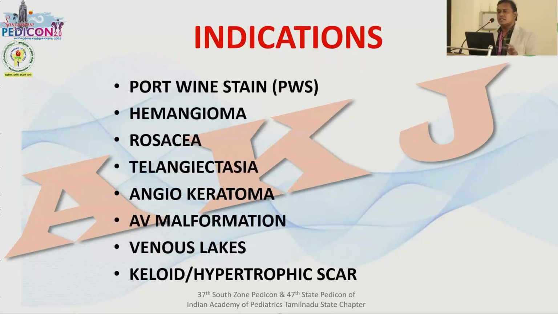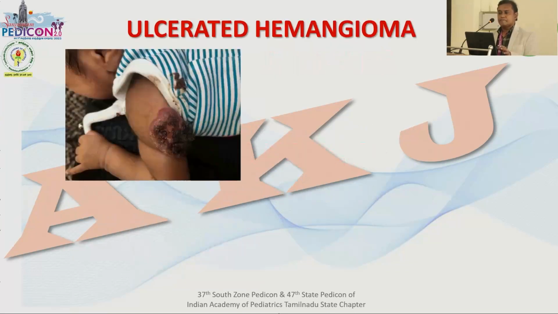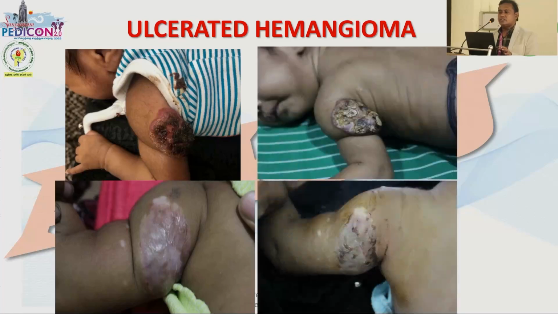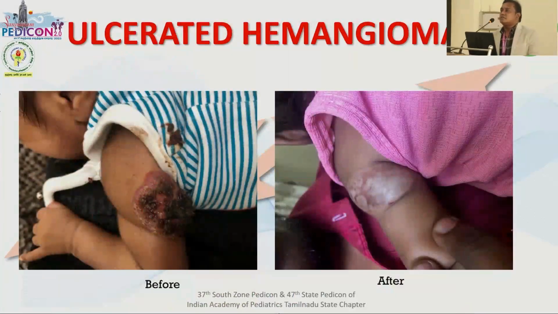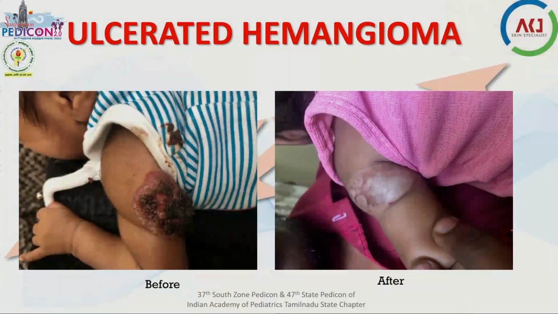I will show you just clinical pictures. You can see the ulcerated hemangioma healing beautifully in 4 sessions of pulsed dye laser. So the point is, the ulcers do not heal unless and until you hit them with the laser. I did not use propranolol in many of the pictures that I'm going to show you.